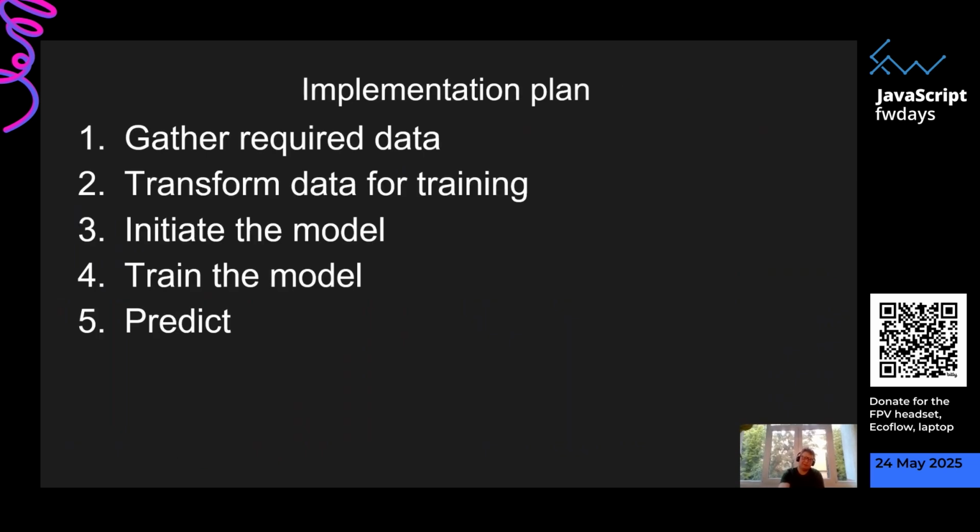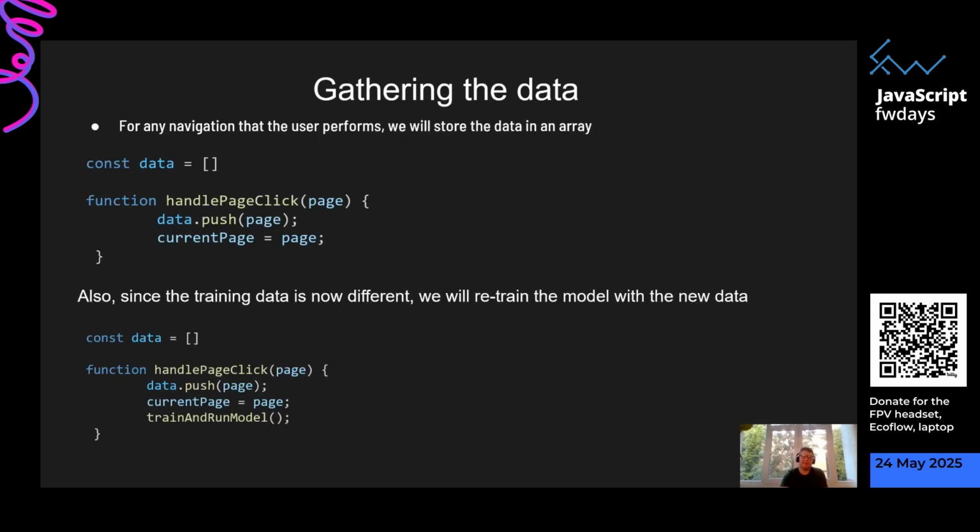So what do we do? First, we gather the required data, we transform the data for training, we initiate the model, train the model, and do the actual prediction. Let's start working. How do we gather the data? For any navigation the user performs, we will store the data in an array. In handlePageClick, when the user clicks on a specific element in the page, we just push the data into an array. In real life, we would be storing it in a database. But in my case here, I'll give you the code so you can run it in one single file in the browser and run this model by yourself.